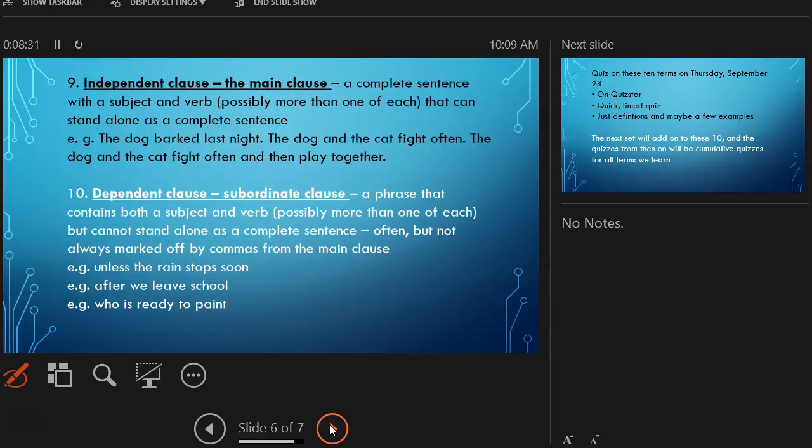Here are some examples of dependent clauses. Unless the rain stops soon, after we leave school, or who is ready to paint. So for instance, with that first one, we might use a sentence such as, we will have to cancel the game unless the rain stops soon. We will have to cancel the game is your independent clause. It can stand alone. Unless the rain stops soon cannot, because of that unless at the beginning of the clause. Okay, so let's look at some examples a little bit more in depth with independent and dependent clauses.